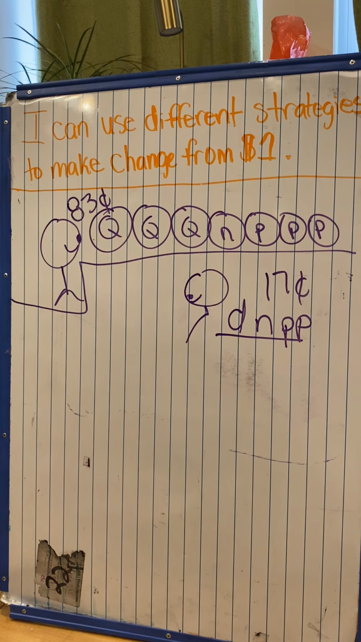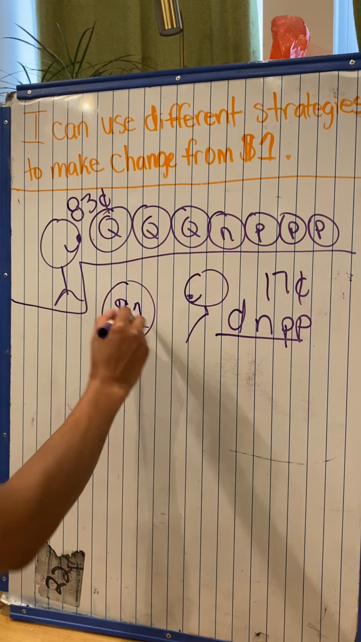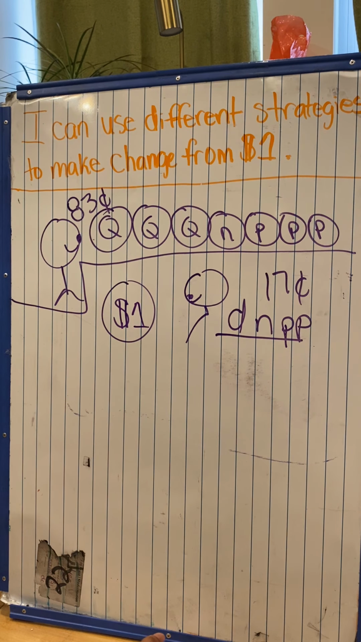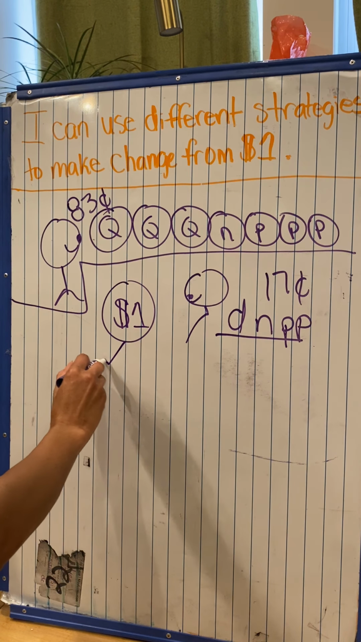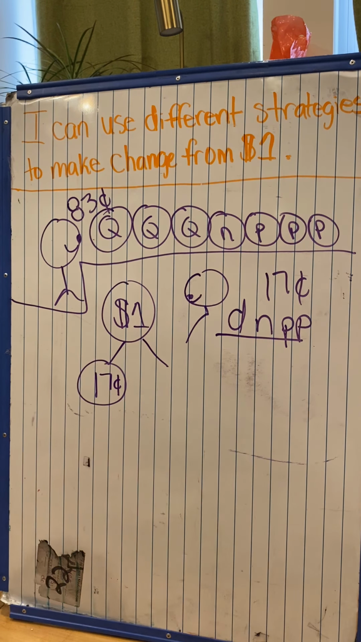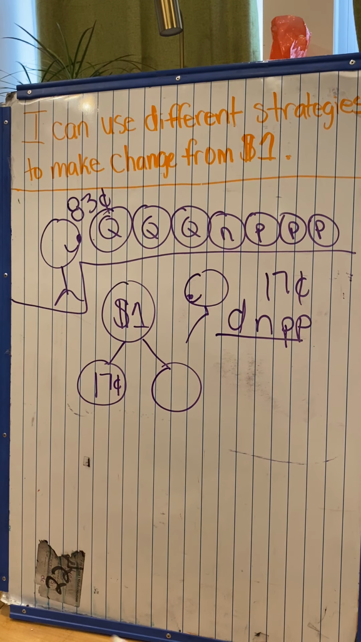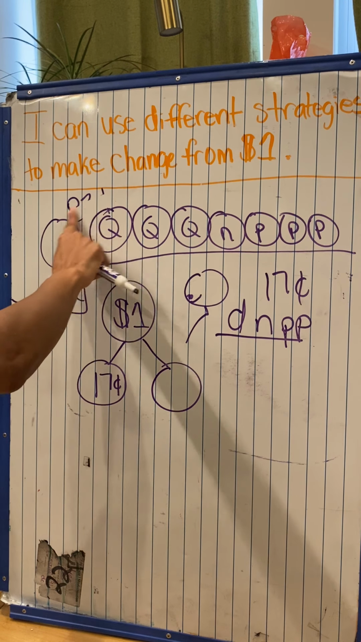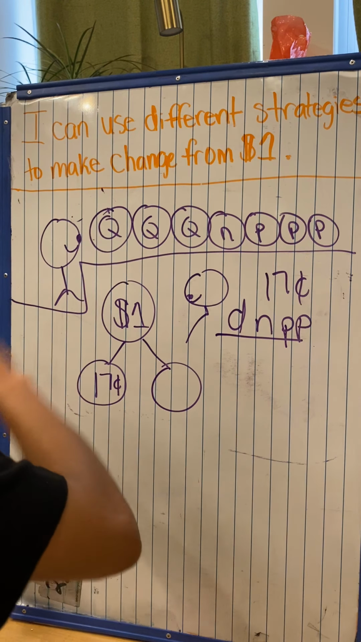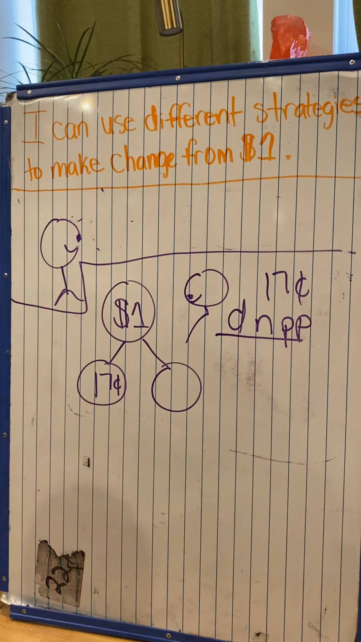If I were to talk about my problem using part whole language, let's think about it in a number bond. So I have $1, right? And Samaj has 17 cents. We need to figure out, we're going to pretend like I didn't tell you how much Mally has. We're going to figure out how much Mally has by counting up.